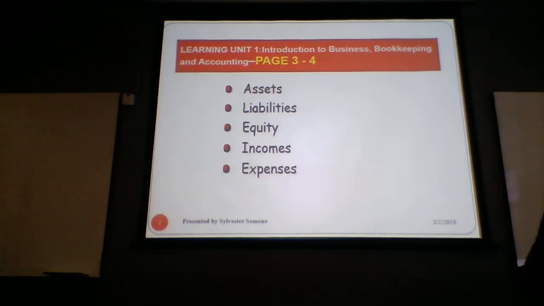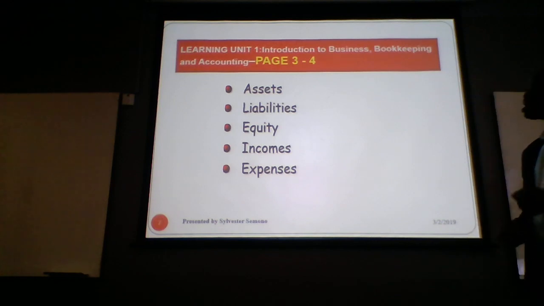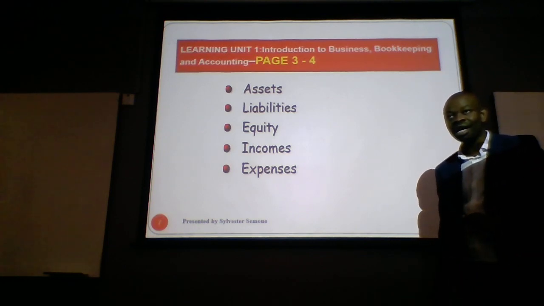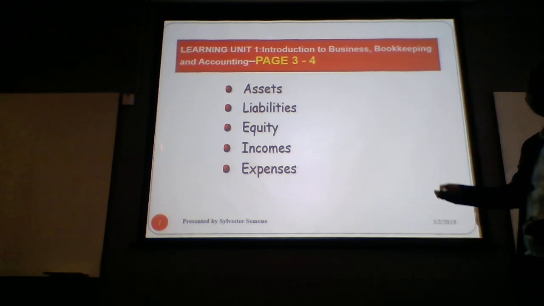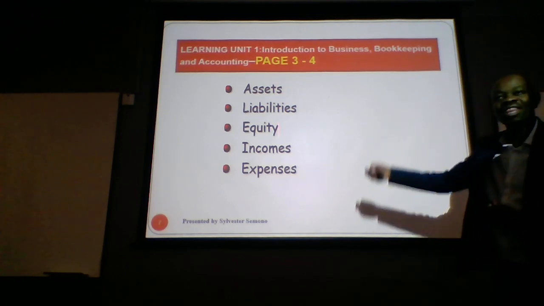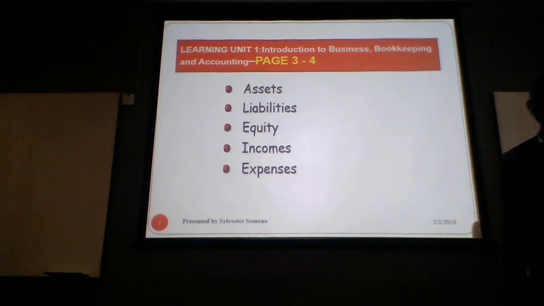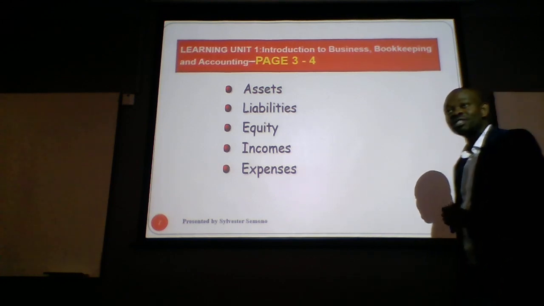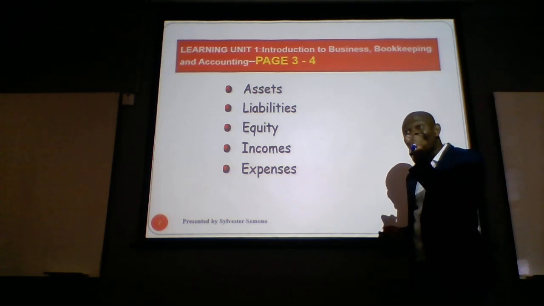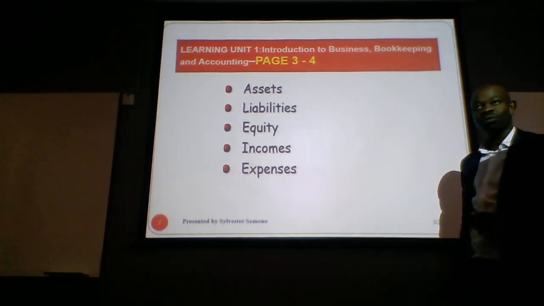Now, in accounting, we have five groups of accounts. Sometimes we call them categories of accounts, sometimes elements of financial statements. It doesn't matter. But the fact is, every account that you identify must fall within these groups. Especially when we deal with the accounting equation, we always try to know the accounts according to the groups.